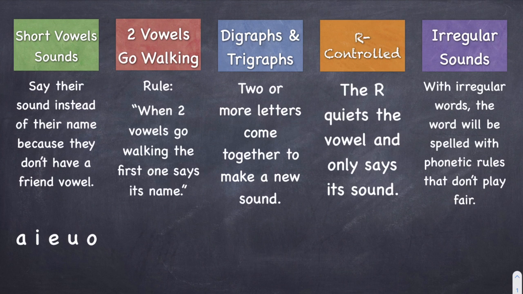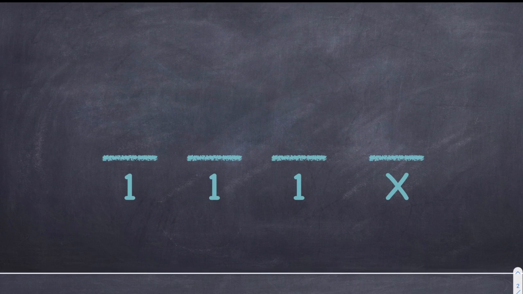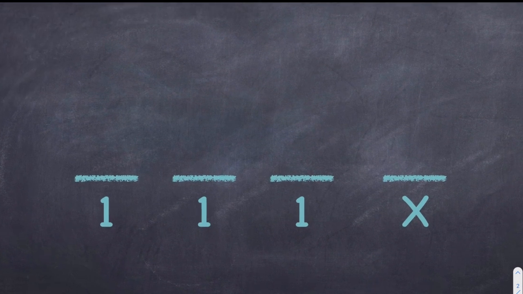And then our last thing is irregular words. This is when a word doesn't play fair because it's not following any phonics rules. Okay, so let's get down to our words so that we can break these apart.